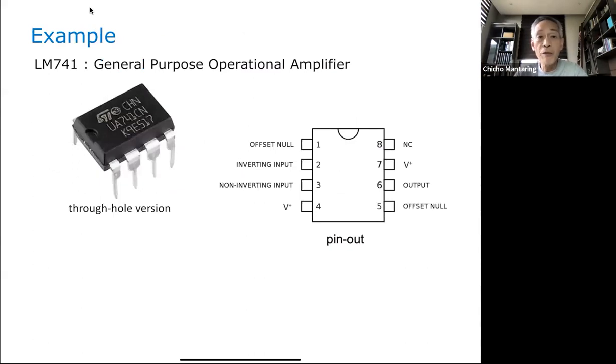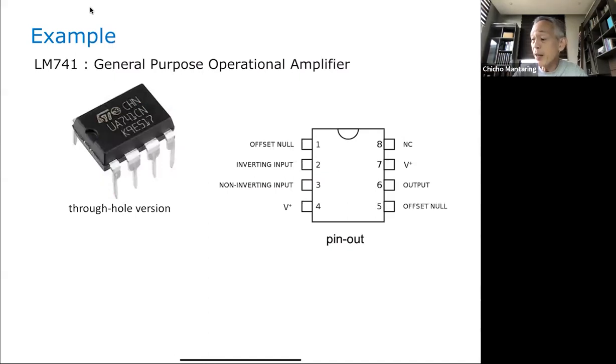This is an example of an operational amplifier. So this is a real-world operational amplifier, the LM741. This operational amplifier is almost as old as I am. In other words, when I was a student, there already was the LM741. It's a general-purpose operational amplifier. So this is what it looks like, what we call the through-hole version.